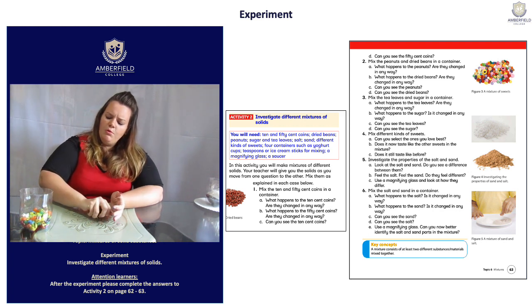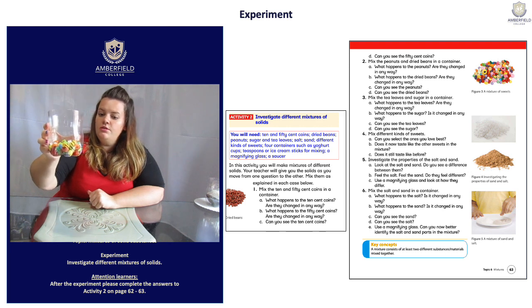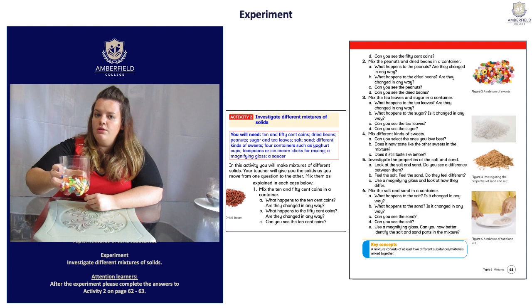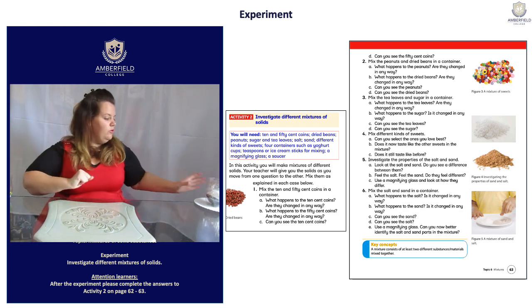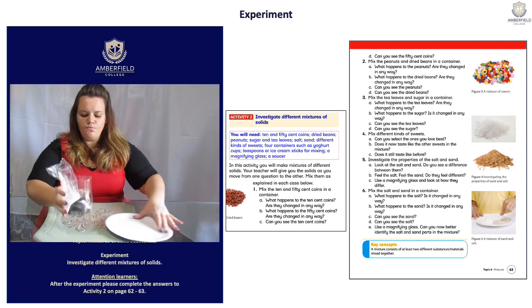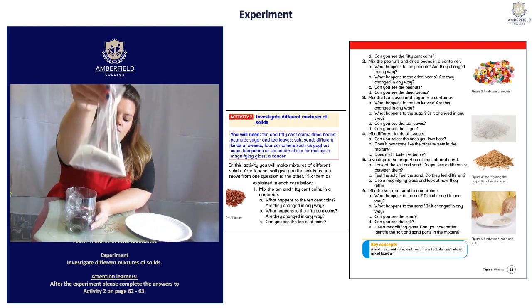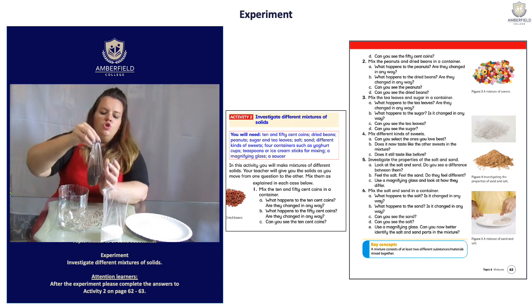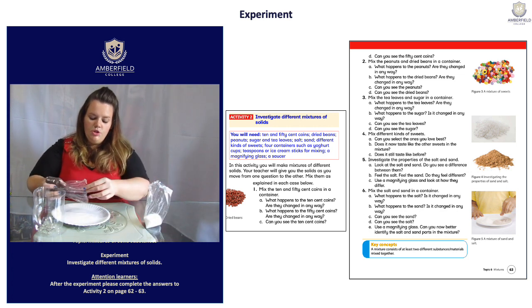So, what we can see, grade 6s, all three are solids. Separate. Together, they're still solids, but they're now a mixture. Now we move on to the next part. In this container, I have salt and I have sand. So what I'm going to do first is, on this paper plate, I'm going to put some sand.